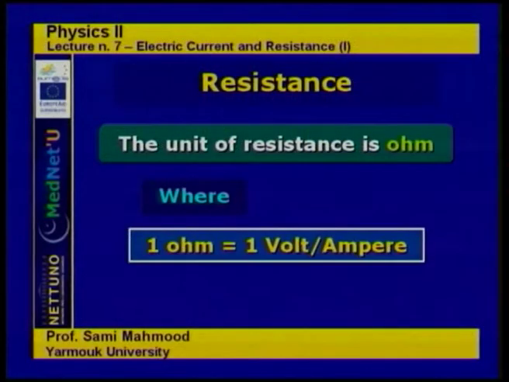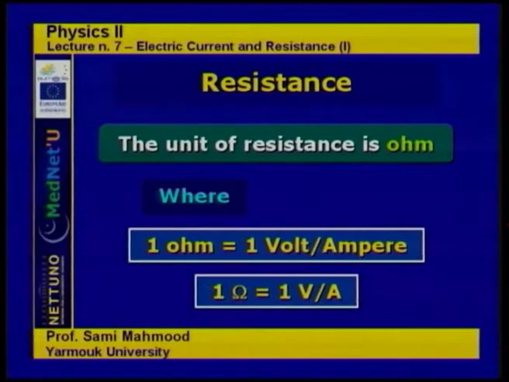The unit of the resistance is called ohm. That is the unit of resistance, where 1 ohm is equal to 1 volt per ampere. That's from the definition. And in symbols, ohm is symbolized by the symbol capital omega. 1 ohm is equal to 1 volt per ampere.